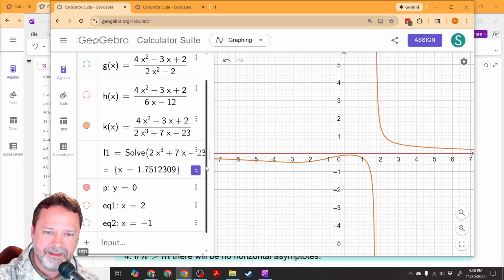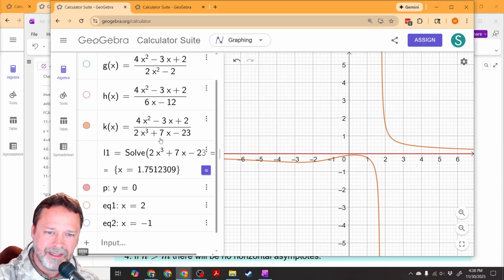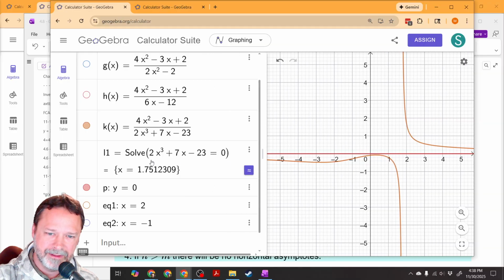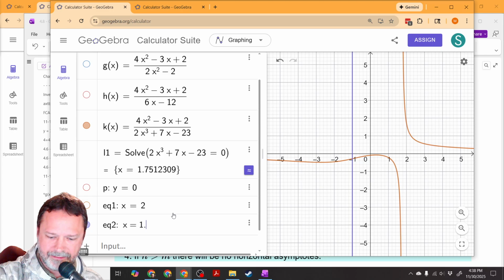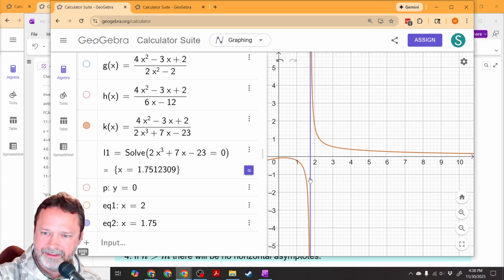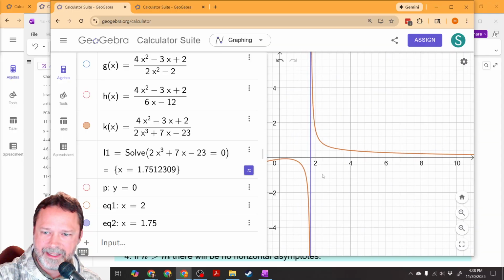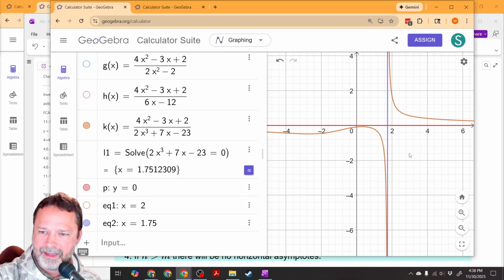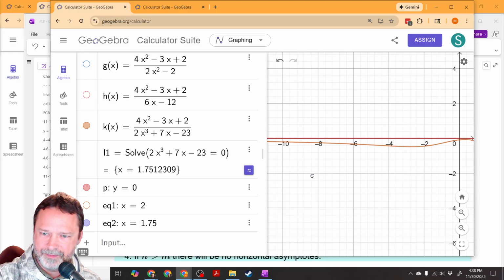Now, is there anything else I want to look at here? The denominator is 2x cubed plus 7x minus 23. And when does that equal 0? I put a little thing in here at about 1.75. So if I want to look at a vertical asymptote, where would that be? It should be at about 1.75. Be really lazy, we'll just say 1.75. It's pretty close. So you can see, there it is. That's where it would be. And again, you can kind of see it hugs these asymptotes. Did a weird little loop-de-loop here.